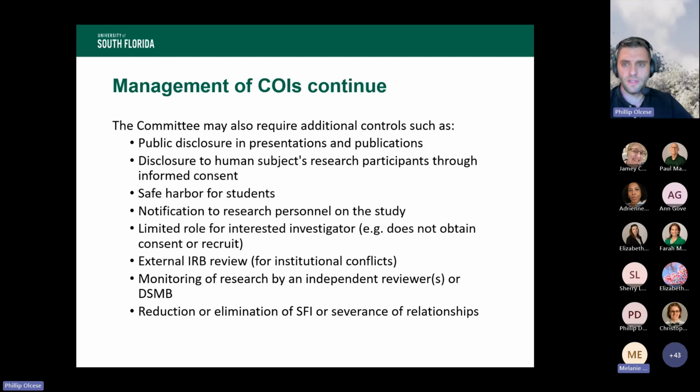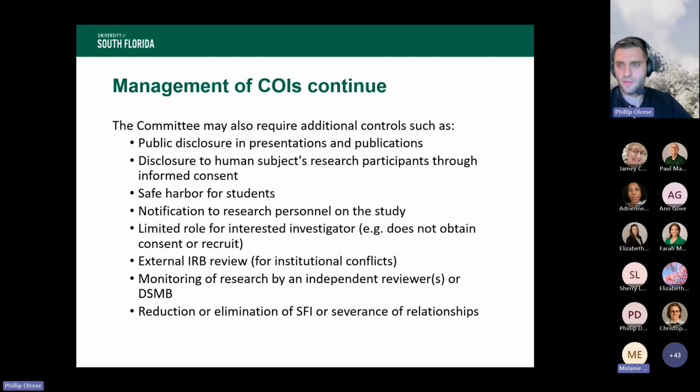If we're dealing with students on studies, there's a safe harbor person that is elected. This person is somebody that these students can go to with any concerns or questions about the research. The safe harbor person is somebody who is not directly affiliated to the PI. Notifications to research personnel on this study.